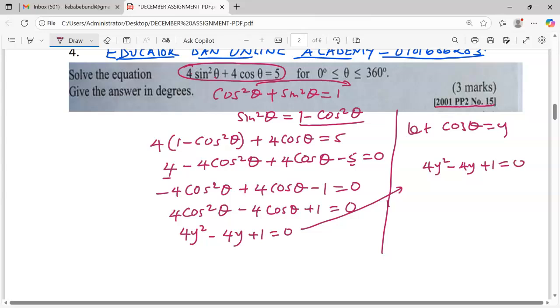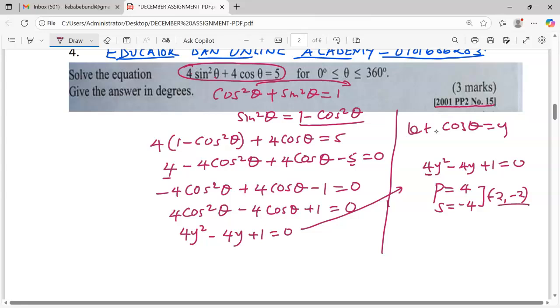Remember, the product is going to be obtained by taking the coefficient of the quadratic term, which is 4, times 1, giving us positive 4. Then the sum is going to be equal to the coefficient of the linear term, which is negative 4. For now, we are going to proceed by getting the factors whose product is 4 and their sum is negative 4. The two factors are negative 2 and negative 2.